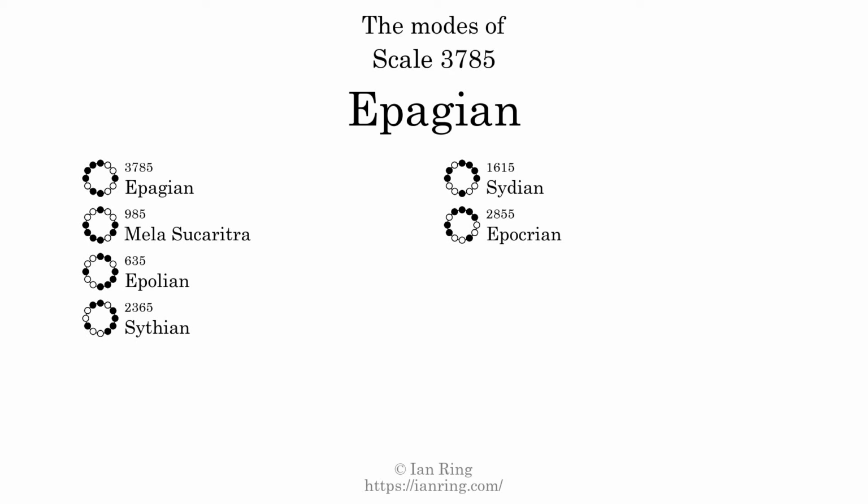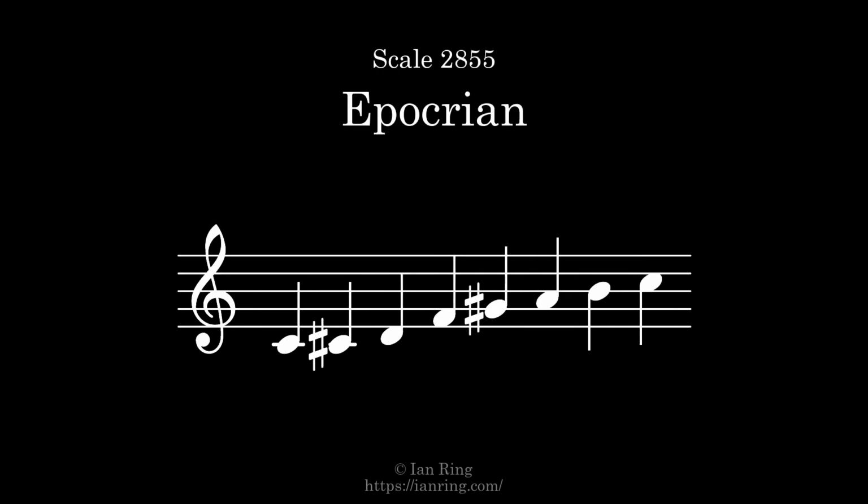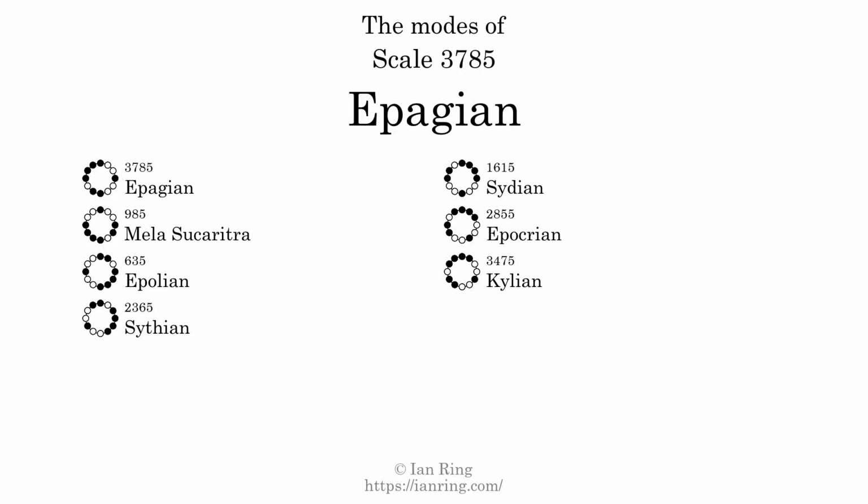The sixth mode is scale 2855, also known as Epagian. It sounds like this. The seventh and last mode is scale 3475, also known as Chilean. It sounds like this.